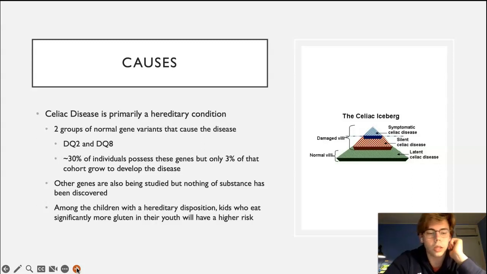There's other genes being studied, but nothing of substance has really been found. But they are studying it, trying to see if they can find any other correlations. And then another thing I wanted to note is that if you have two children, one or both who have a hereditary disposition, so they had someone in their previous family recently related to them, and if they have the same kind of degree of relation to that person, say both their fathers have celiac disease, the kid who eats a lot more gluten in their youth, so just eating a ton of bread is what I imagine, is going to have a higher risk. I'm not really sure why, but there is a correlation there they have found.